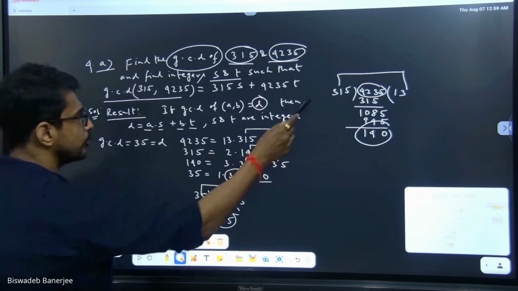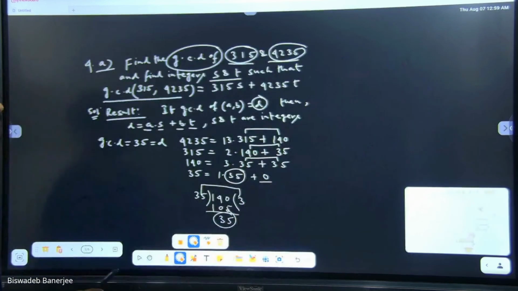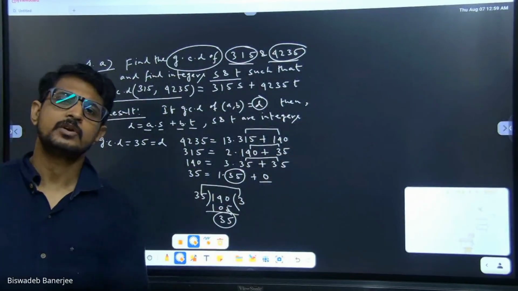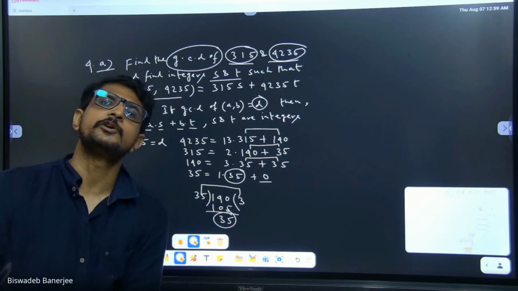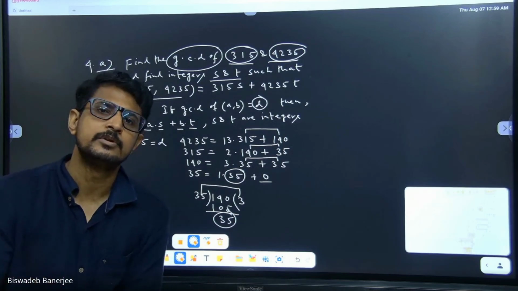Again, we have done so many questions like this. It's a basic question. You can find this question in any standard book.